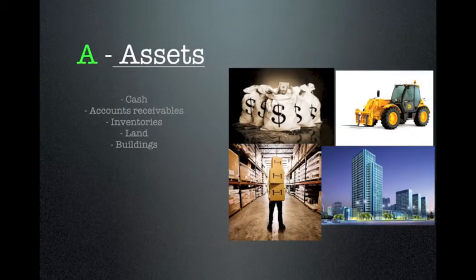In the formula, the A stands for assets. An asset is an item of economic value in possession by an entity which can be converted to cash. Assets can be tangible, such as equipment, inventory, and cash, or intangible, such as software, goodwill, and trademarks.